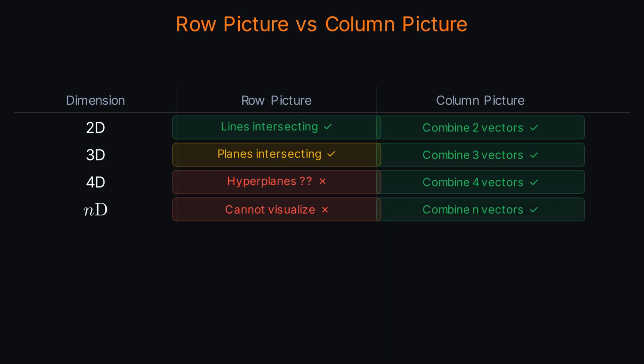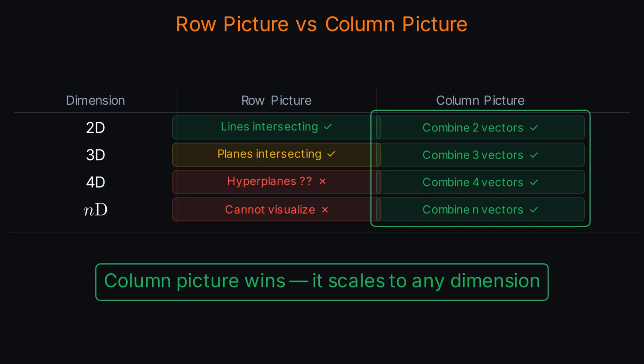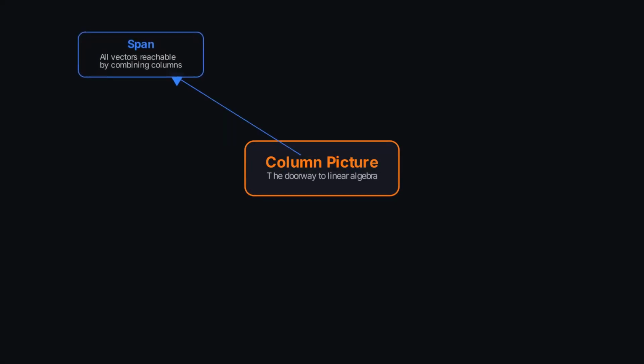But the column picture always asks the same elegant question. Can I combine these n vectors to reach B? Whether those vectors have 3 components or 3,000 components, the idea is identical. The conclusion is clear. The column picture wins because it scales to any dimension. The row picture does not. The column picture is the doorway to modern linear algebra.